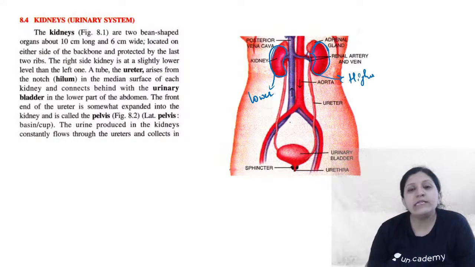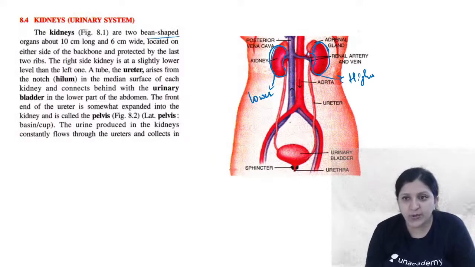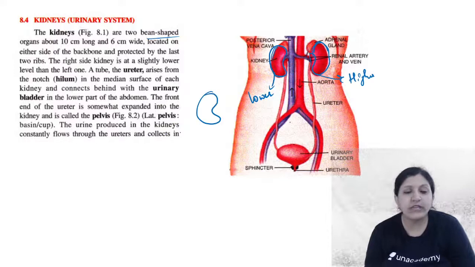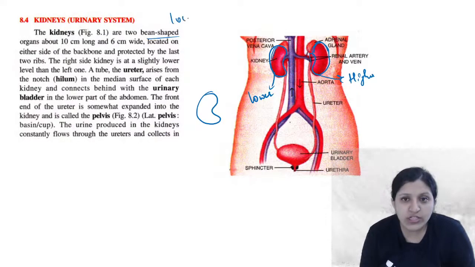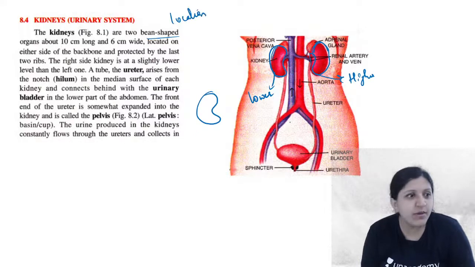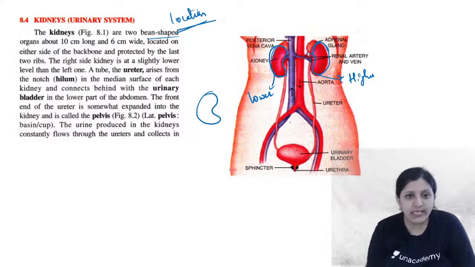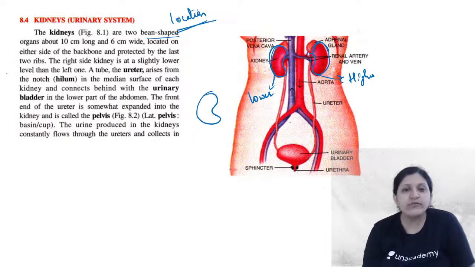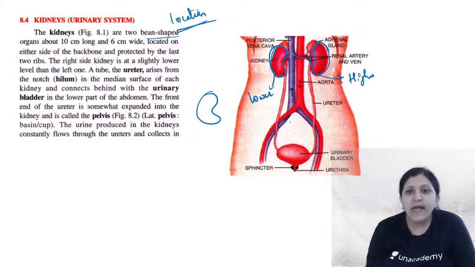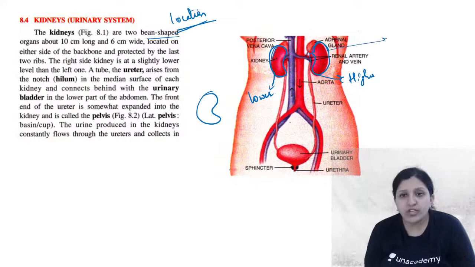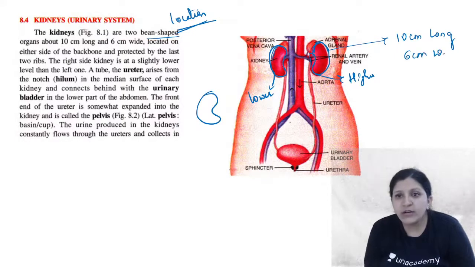Now the kidneys are bean shaped, as you can see, this is a bean shape. So kidney we will find in bean shape. This is with respect to location. Location you need to always keep in mind that you will be writing the exact same sentence given in your textbook. Okay, so organs which are bean shaped, and these kidneys are 10 centimeter long and 6 centimeter wide.